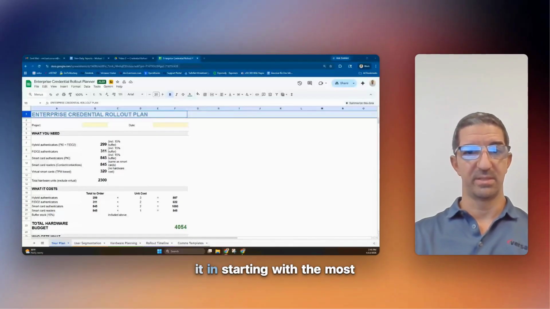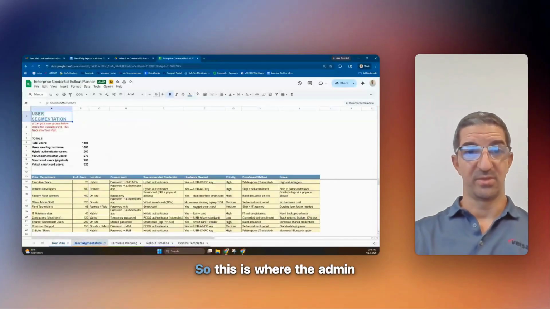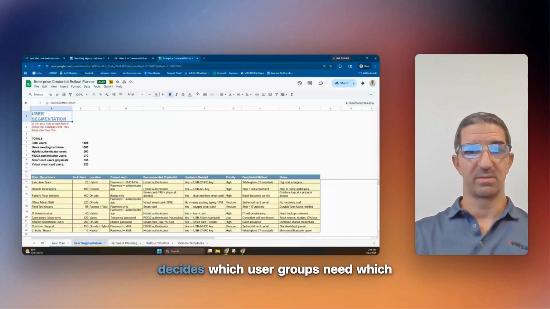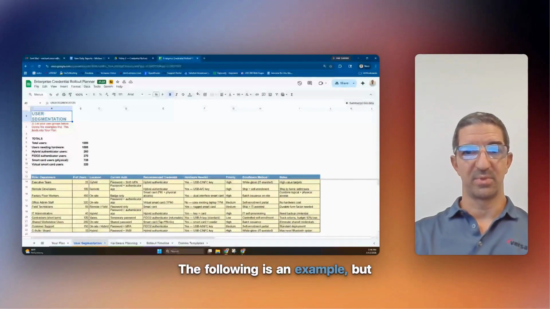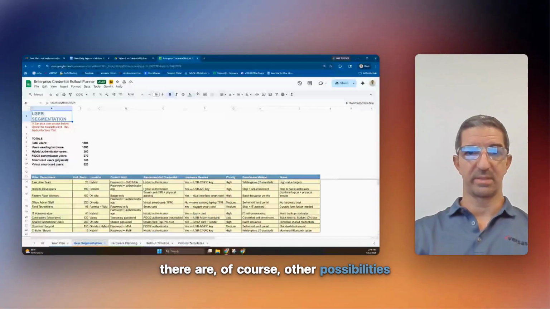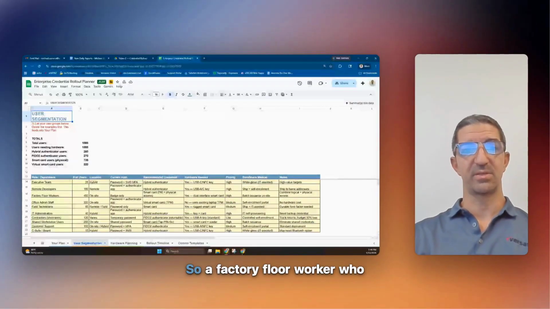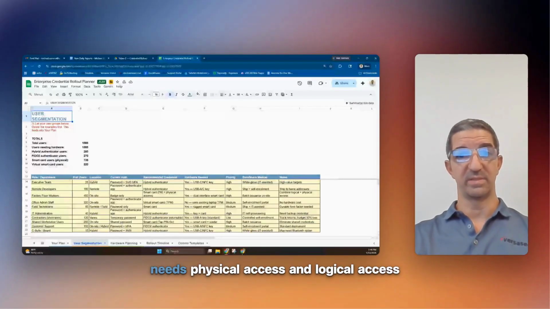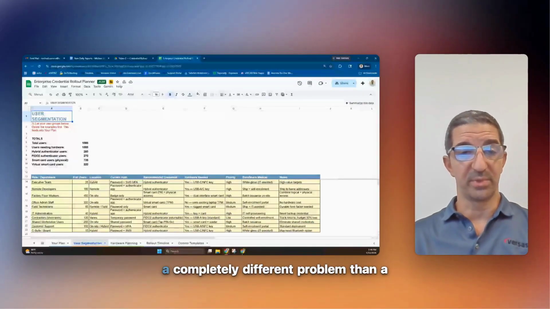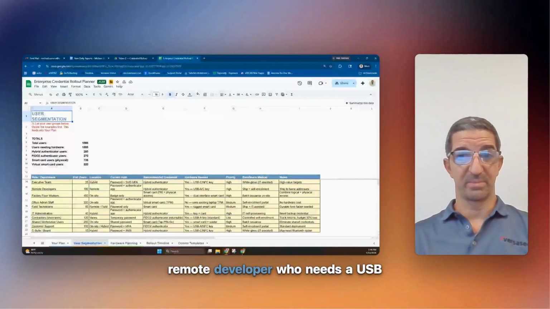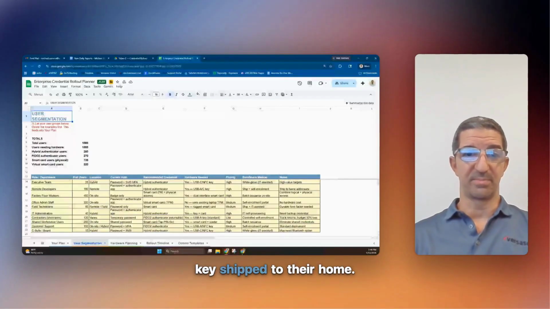So let's fill it in, starting with the most important tab, user segmentation. So this is where the admin decides which user groups need which credential and enrollment model. The following is an example, but there are of course other possibilities based on budget and what else needs to be prioritized. So a factory floor worker who needs physical access and logical access on one card is going to be a completely different problem than a remote developer who needs a USB key shipped to their home.